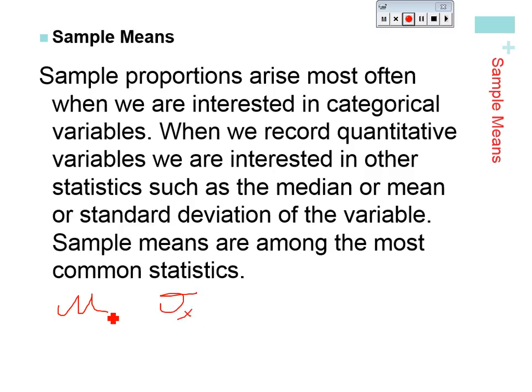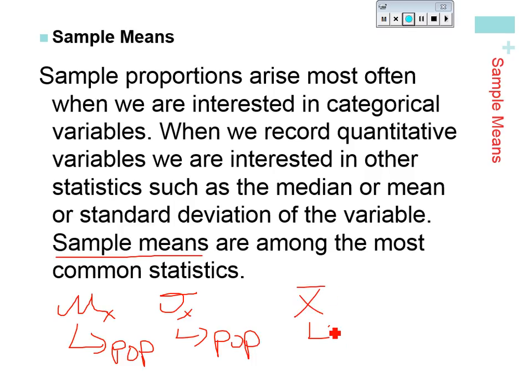We've got mu x, sigma x here. So those are the different notations that we're going to use when we start to talk about this. This is for the population mean. This is for the population standard deviation. And then what we have here for the sample mean is x bar. This is the sample mean.